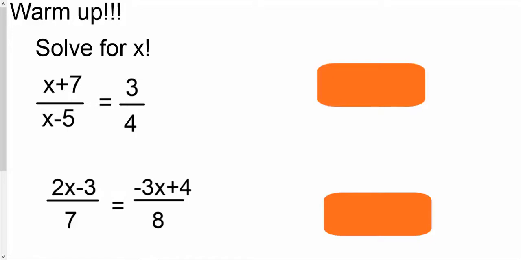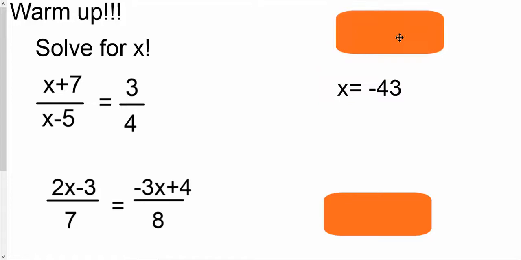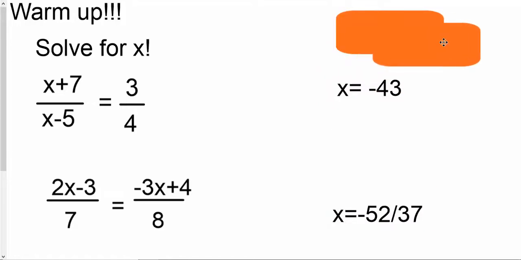All right, so for the first one, I got x equals negative 43, and for the second, I got x equals negative 52 over 37. Super gross numbers, but that's all right. Let's show how we do the first one.